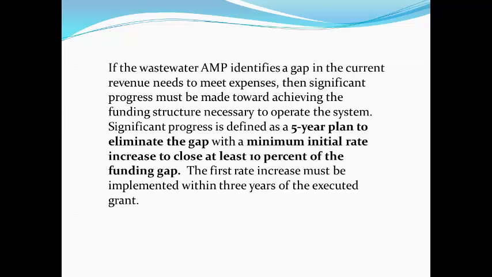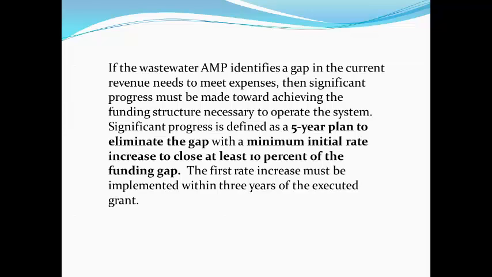To determine significant progress, an applicant will submit to the revolving loan section their rate methodology within the first 2.5 years of the grant period. Our office will review that rate methodology to determine that there are sufficient revenues to cover expenses and to implement the asset management plan. If, however, it is determined that there are not sufficient revenues being generated, then the applicant will have to eliminate that gap. There will be a 5-year plan that the applicant will put together, and there will also be a minimum rate increase during the life of the grant.